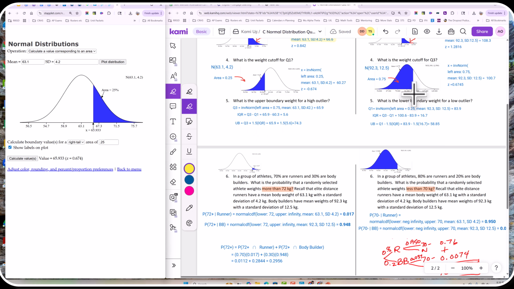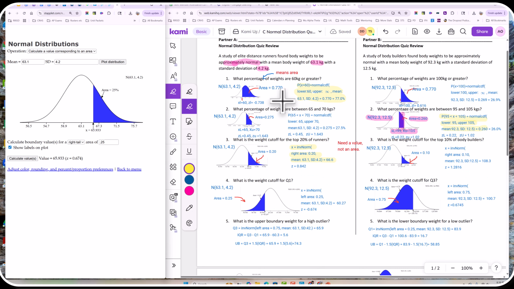For the other one, I ask, what is the lower boundary for a low outlier? So I have Q3, I need to find Q1. So let me put in that mean and standard deviation: 92.3 and 12.5. And I'm trying to find Q1. So this will be left tail, calculate. And there you can see it's 83.9. Okay, so that's my Q1.